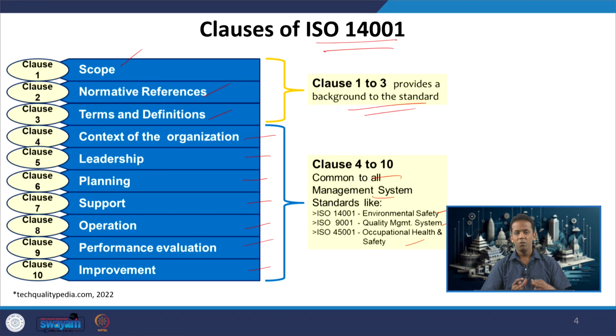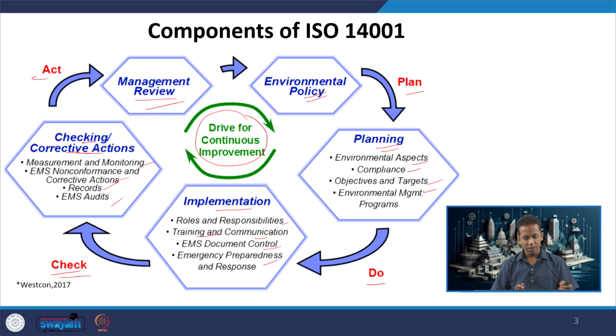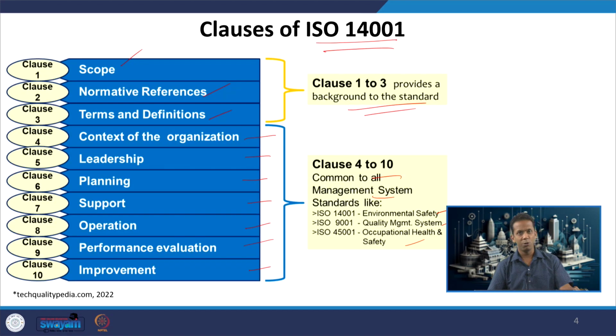So, if you visualize the previous figure that I showed you, it is similar. All those terminologies you can see in this component based framework of ISO 14001. The clauses 4 to 10 deal with the context of the organization. These 10 clauses provide all the information required for applying for ISO 14001 and what the standard actually means.